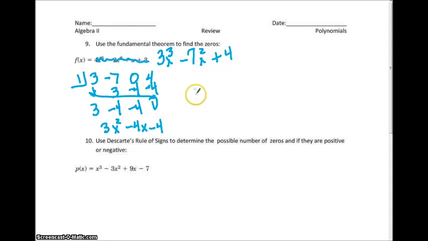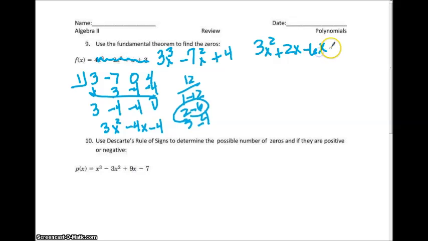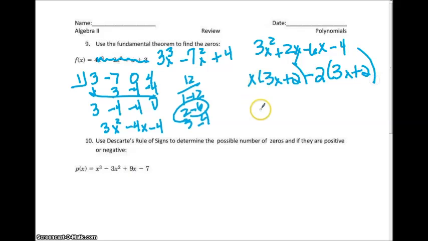I'm going to go that route. 3 times 4 is 12. 1 and 12, 2 and 6, 3 and 4. Signs are different. Large is negative, has to equal negative 4. So that becomes 3x squared plus 2x minus 6x. Bring down your minus 4, cut it in half, pull an x out. 3x plus 2 minus, they both divide by 2, 3x plus 2. So you've got x minus 2, and you've got 3x plus 2.